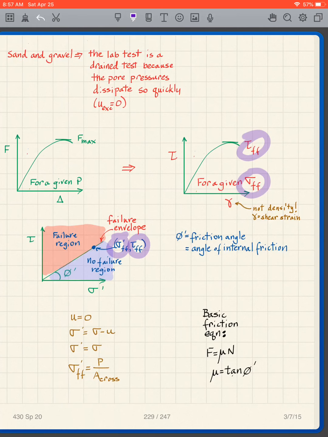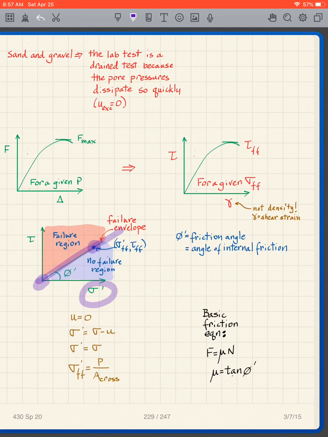So I can take the results of this test, for instance, sigma FF, tau FF, make it a sigma prime FF and a tau FF, and plot that point on this curve here. And what happens is that for sand and gravel, I can create a failure envelope. I take that point, I take the origin, and I draw a line, and I create a failure envelope.